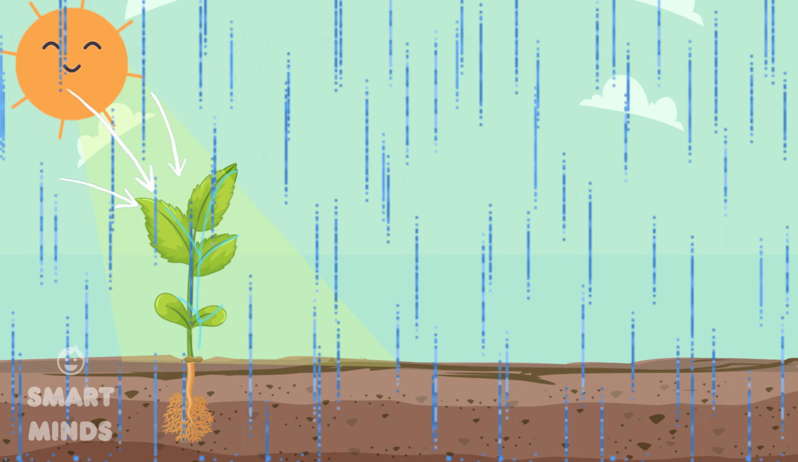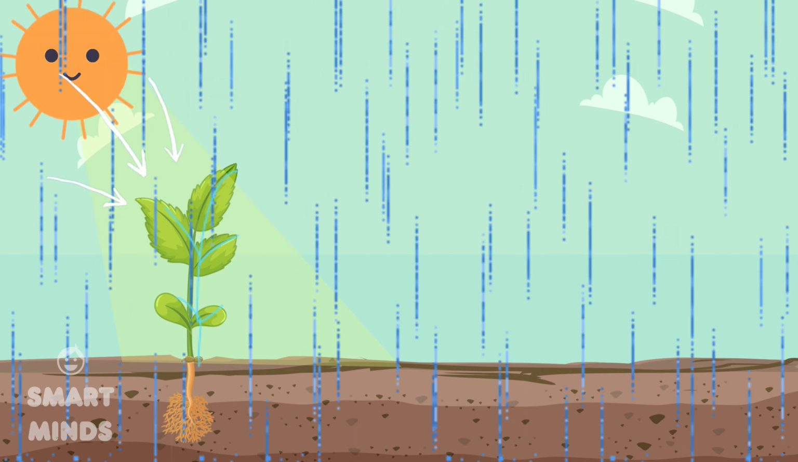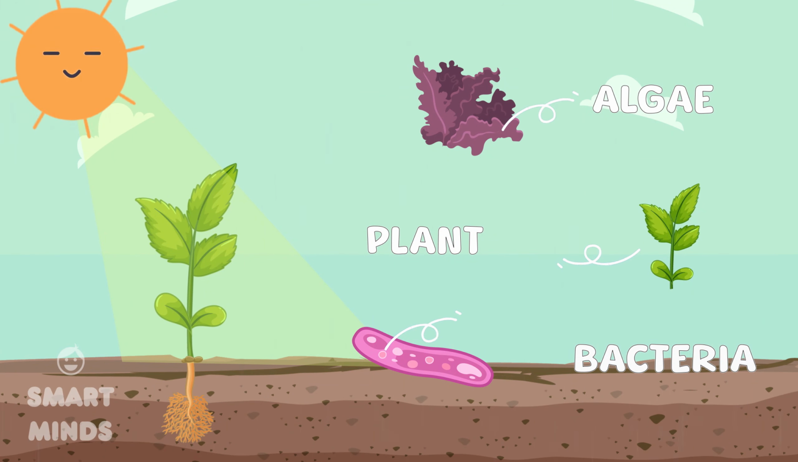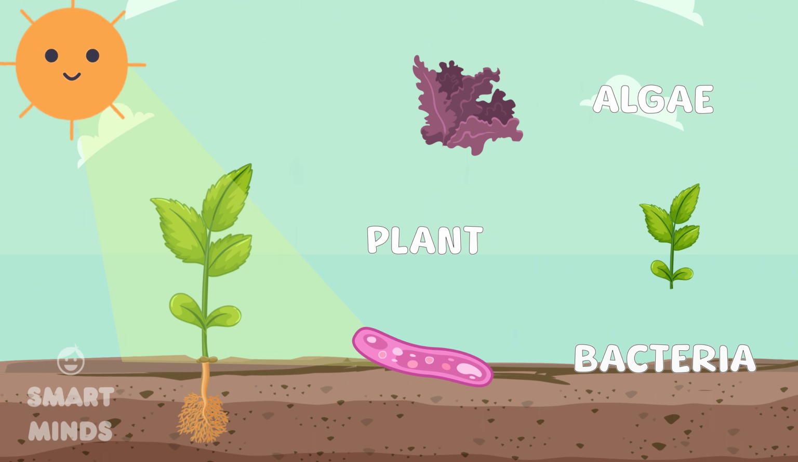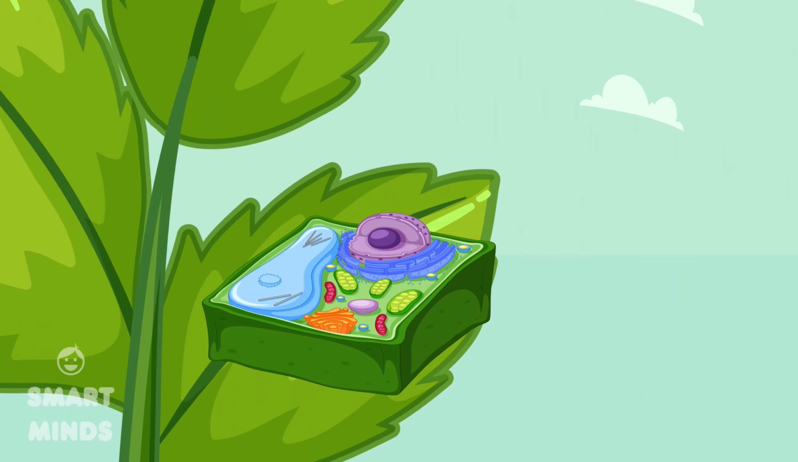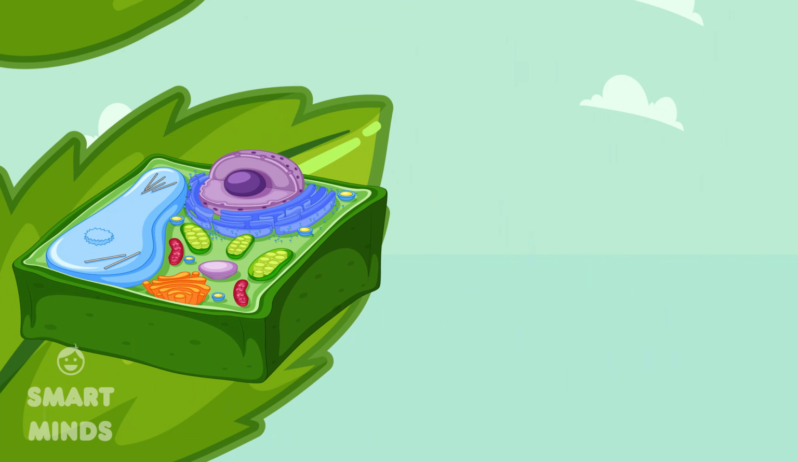Today, we're going to be exploring photosynthesis, the process of making food. Photosynthesis is the process by which green plants, algae, and some bacteria convert light energy from the sun into chemical energy in the food they make. This energy is stored in the plant's tissues and used for cellular respiration and other metabolic processes.